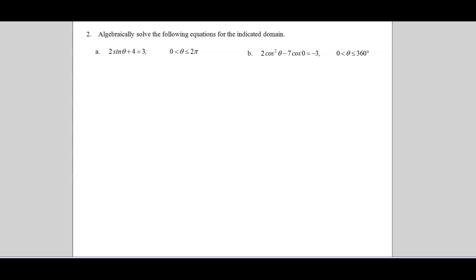So first one, we solved this back in the notes there, but in any case, there's your equation. If you just have one trig ratio in it, just isolate it. It's not squared, okay? It's not multiplied by anything else. There's just one trig ratio. So 2 sine theta equals negative 1. So sine theta equals negative 1/2.